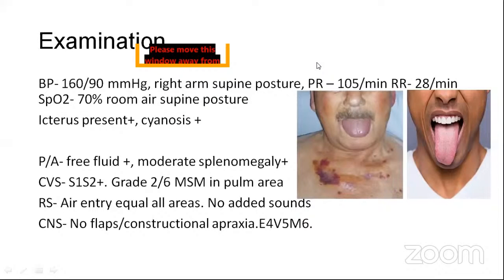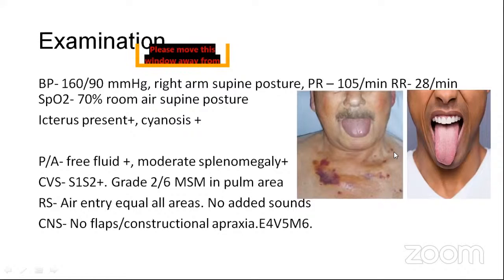Sir, because of the ethanol consumption, he might be having some liver injury. Okay, good. That might lead to some vascular abnormality. So why do you think there is cyanosis here? Sir, because of some cardiac cause, because he is having some murmur in the pulmonary area. Okay, so you are thinking of a cardiac cause.